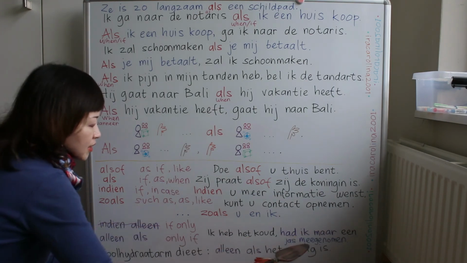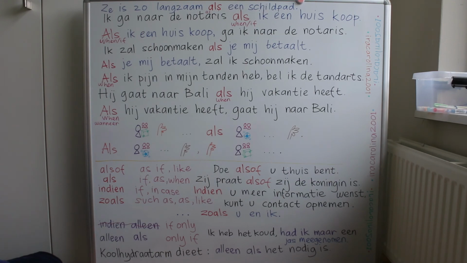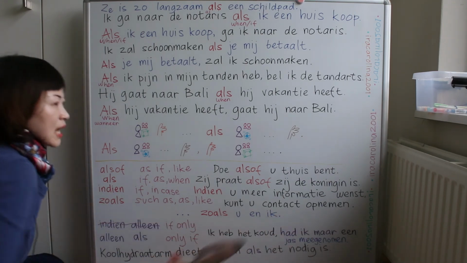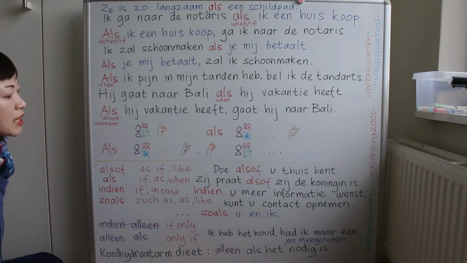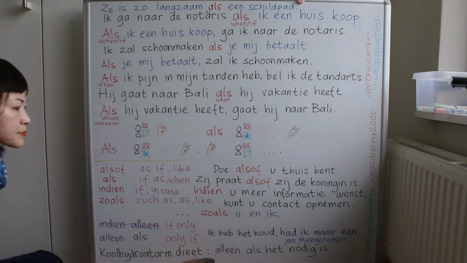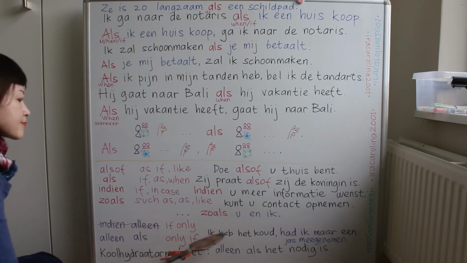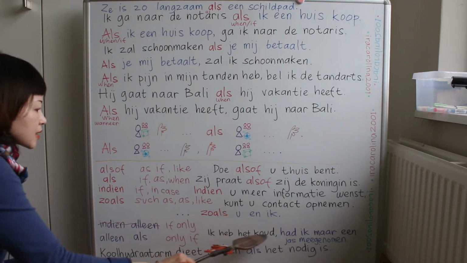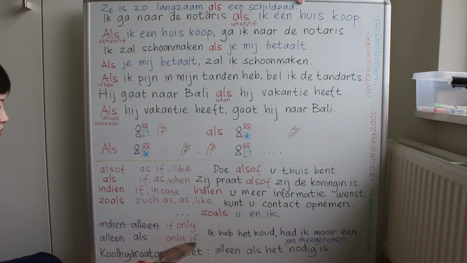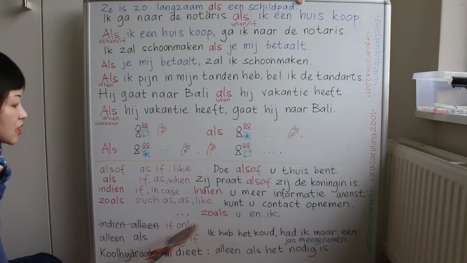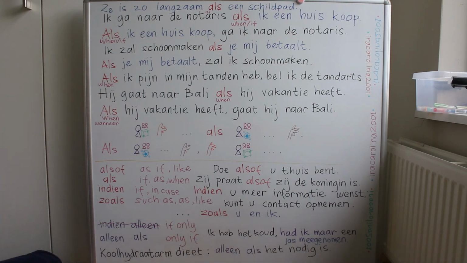een jas meegenomen. Jas is coat, meegenomen, bring or take. If only you took or brought or put on a coat, but you didn't, so you have the cold. Ik heb het koud, but you say this if only with had ik maar.